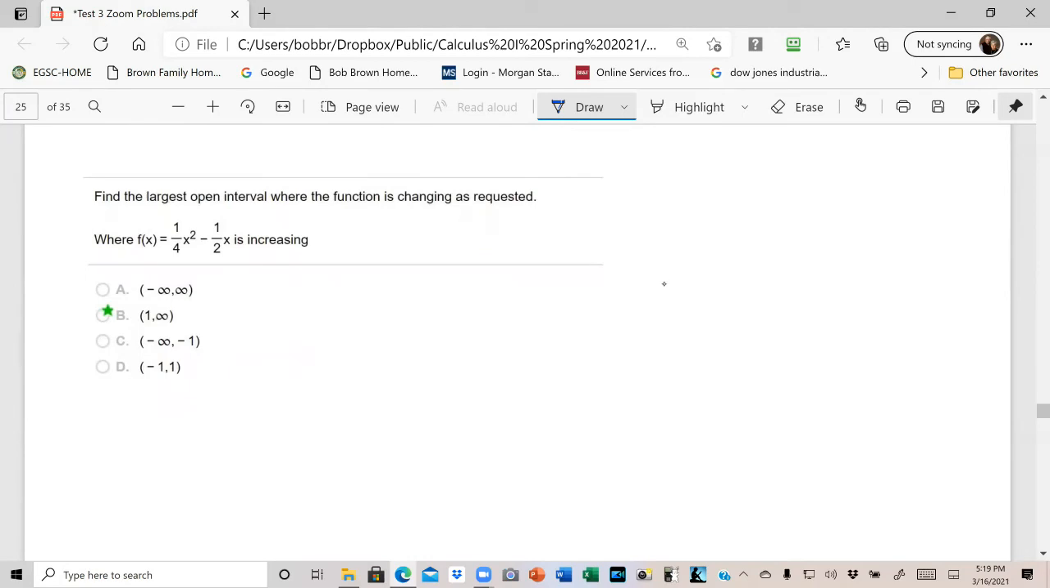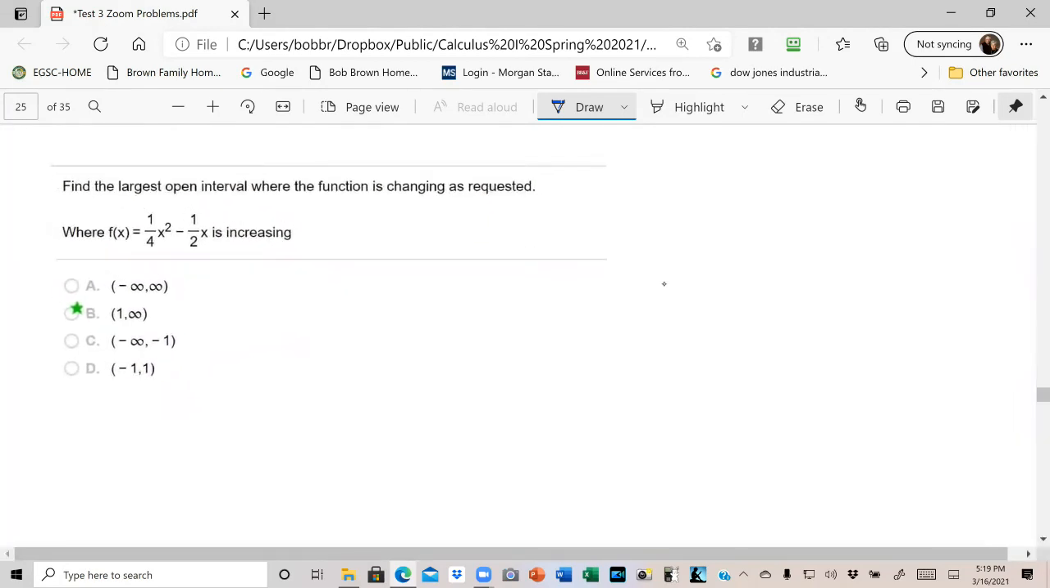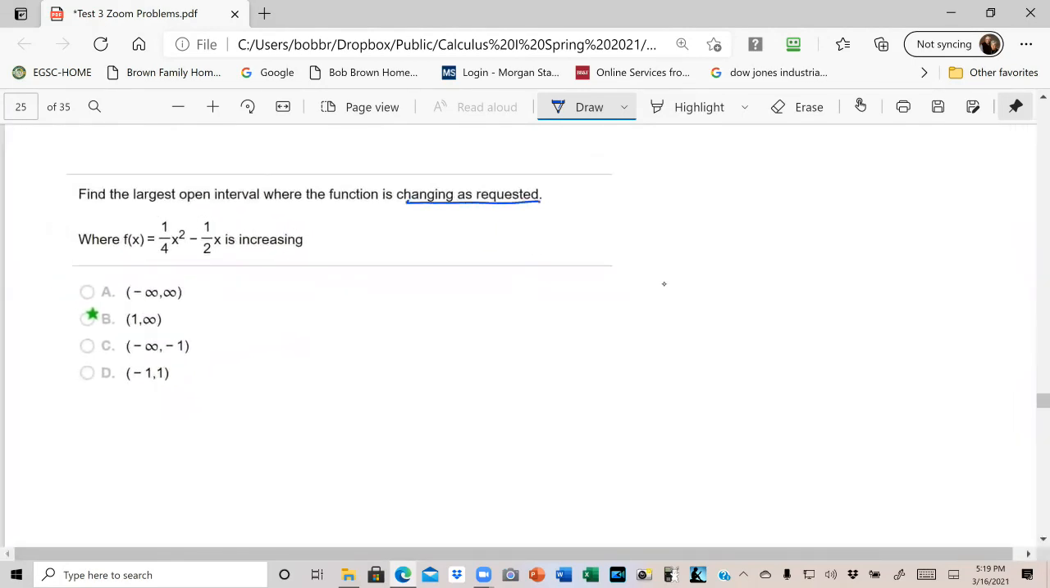Now here we want to find the largest open interval where the function is changing as requested. We want to look at where it's increasing. So in order to figure out where it's increasing or decreasing, we want to calculate the first derivative, which would be x over 2 minus 1/2. And we want to know when it's more than 0.